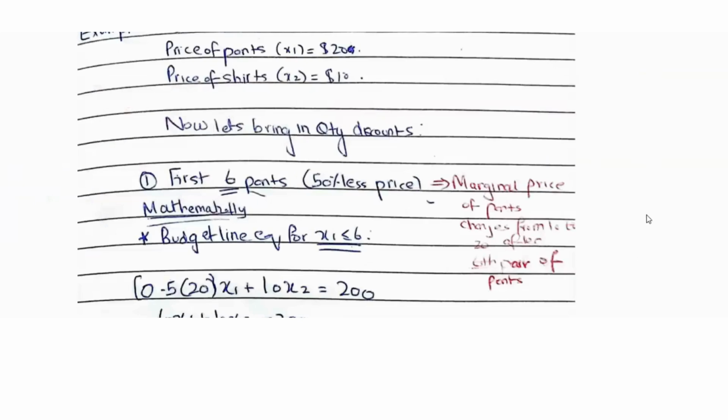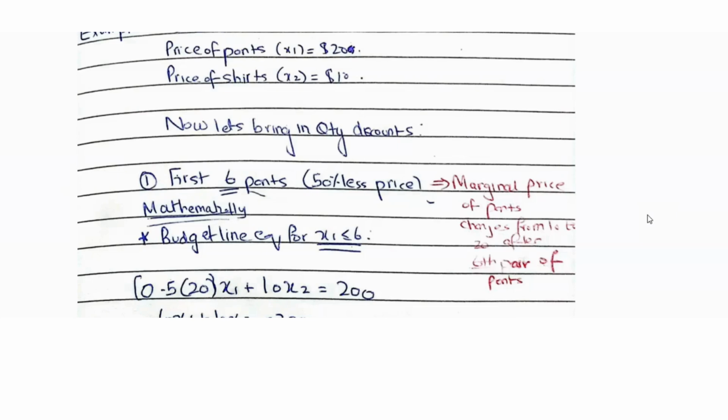Let's look at this example. We have this example where your income is $200 and the price of pants, which is the good we're taking as X1, on the horizontal axis, is $20, and the price of shirts, which we're taking as X2 on the vertical axis, is $10. So now let's bring in quantity discounts.